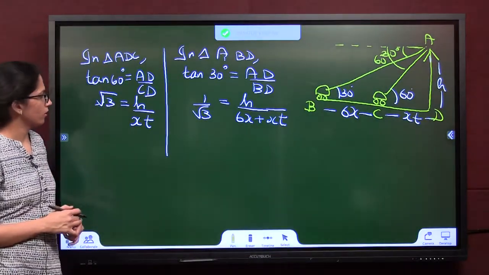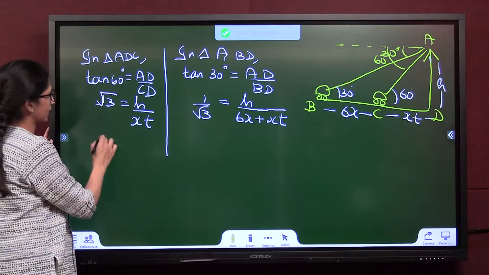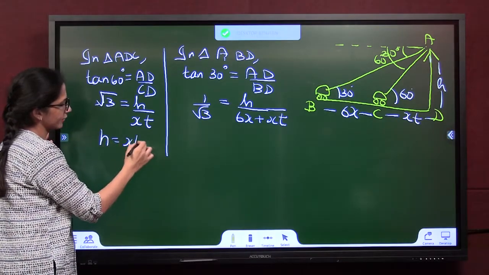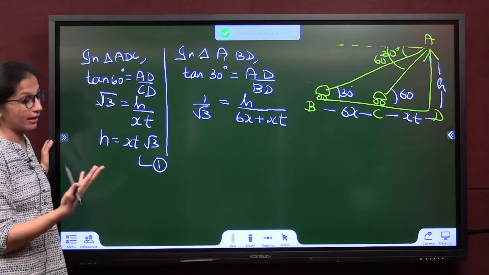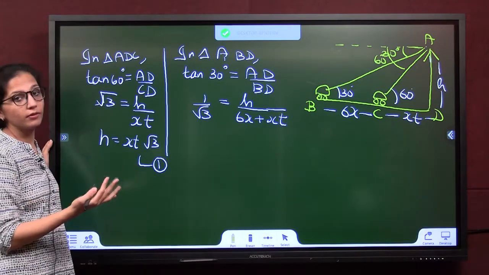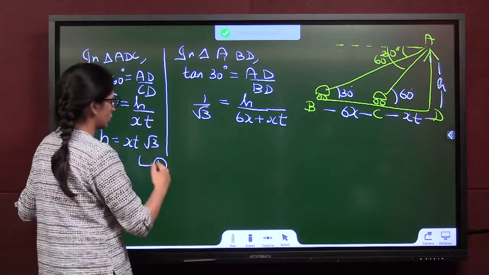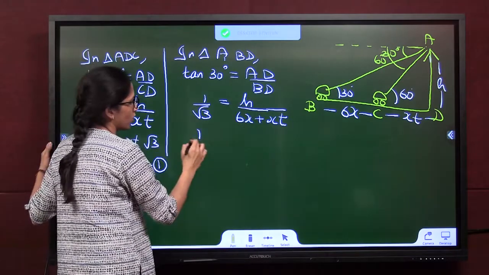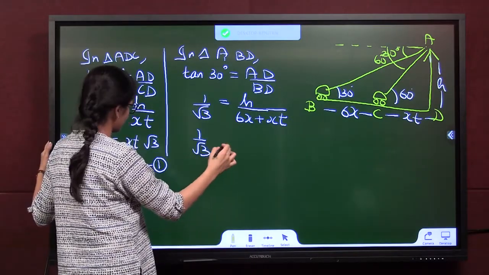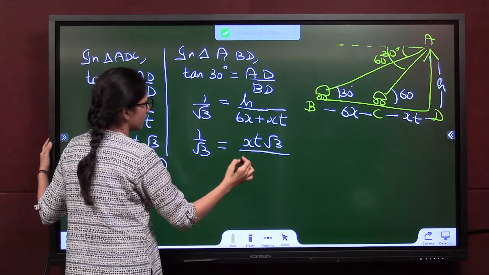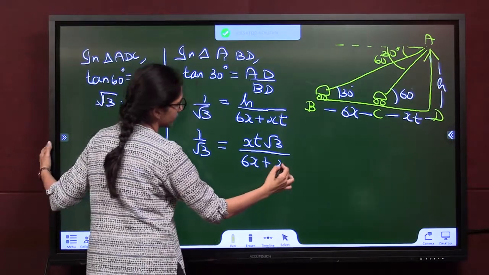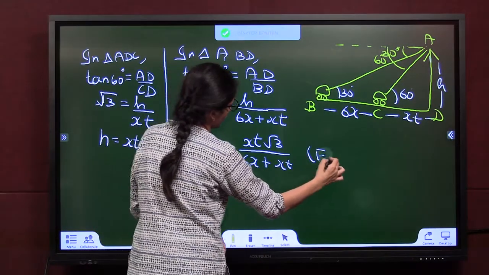So now, what do we do? What is h? xt into root 3. Let's call this as equation 1. I don't want h. I'm worried about t. All I need is t. So now, removing h, 1 by root 3 is equal to, in the place of h, xt root 3 by 6x plus xt. How? From 1.